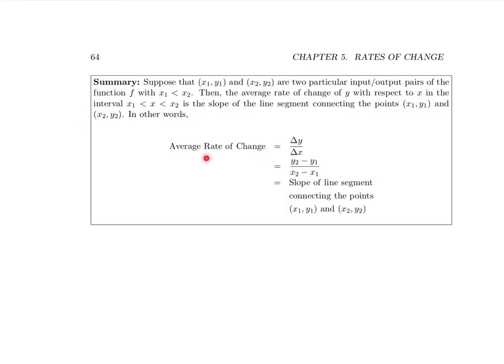The average rate of change, as we've written before, is the change in the output divided by the change in the input. The change in the output is always calculated by taking your ending value minus your starting value. Again, ending value minus starting value for the change in x also. And this is precisely the same thing as calculating the slope of the line segment that connects the 2 points x1, y1 and x2, y2.